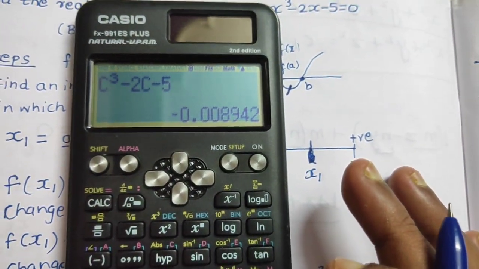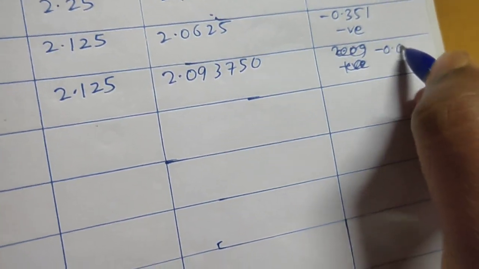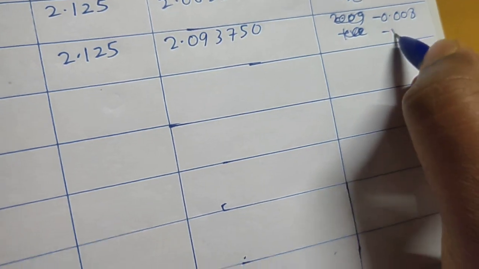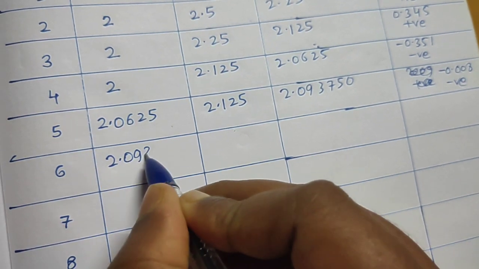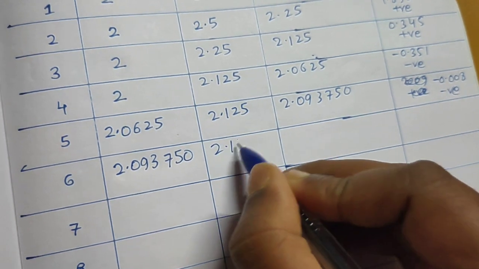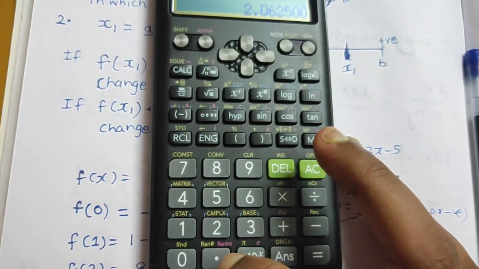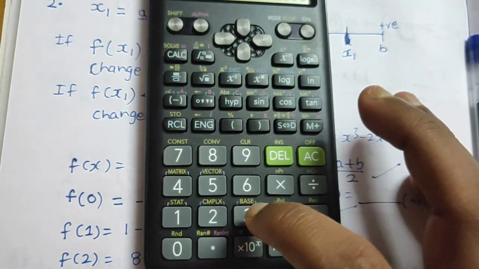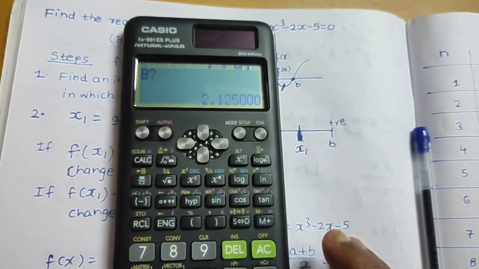This is again negative this time. Okay, sorry. So negative of 0.008, and this is negative, so I will have to change this one to 2.093750. Positive one remains as it is. So I will have to change this to 2.093750. Fine. B value is 2.125 as it is.